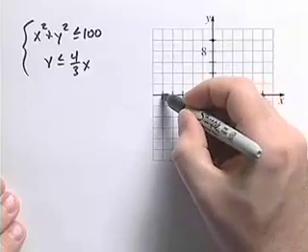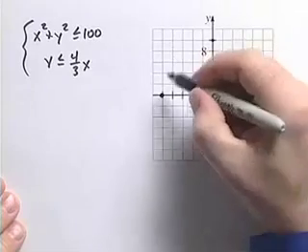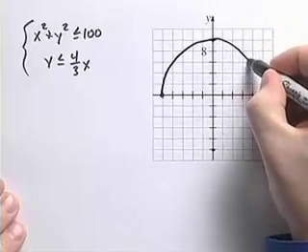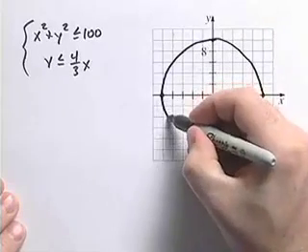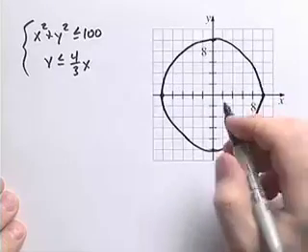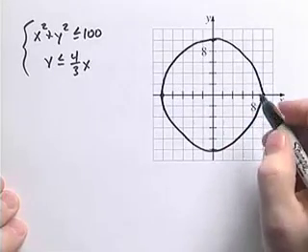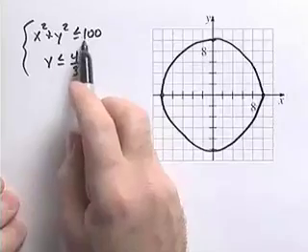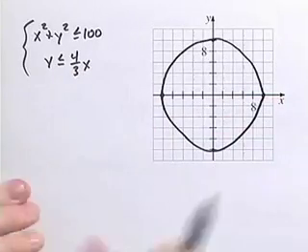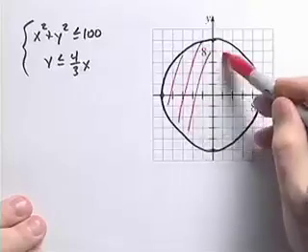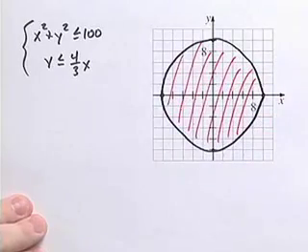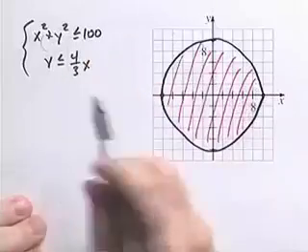2, 3, 4, 5. And that would be the graph of x squared plus y squared equals 100. And we want this to be less than or equal to, which means we're going to shade the inside of the circle. And so this red area represents the solution set for this first inequality.